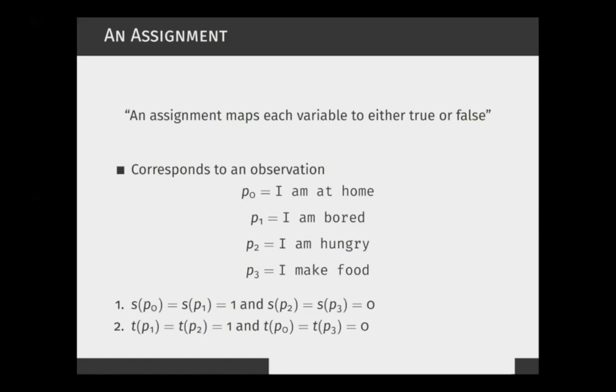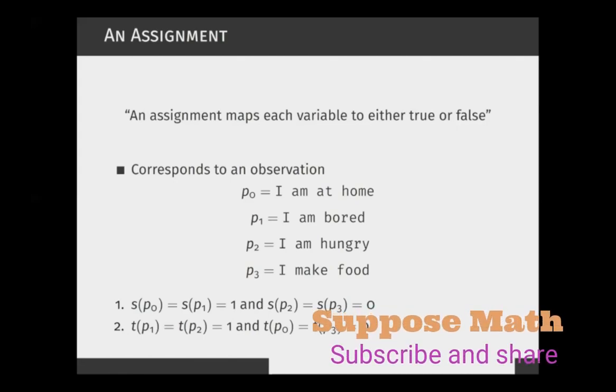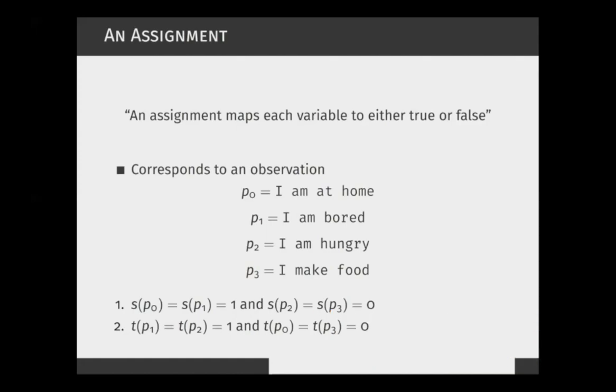Here is another assignment. We call it T. According to this assignment, the P1 and P2 variables are mapped to 1 or true, but P0 and P3 are false. So according to this observation, I am bored and I'm hungry, but I'm not at home and I do not make food. So these are simply two assignments which map each variable to a value, true or false.